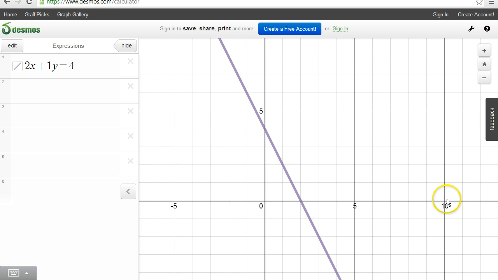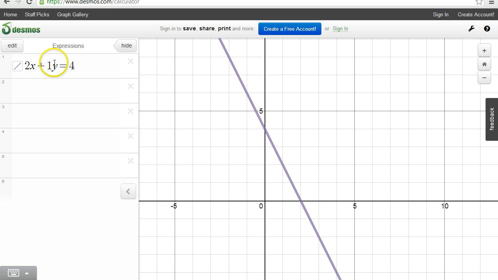So what do you know about every point on the x-axis? What is always true? 0 for y, right? The y coordinate must be 0. Why? Because in order for the point to be on the x-axis, doesn't the y coordinate have to be 0? The height has to be 0 to be on the x-axis. Does that make sense?